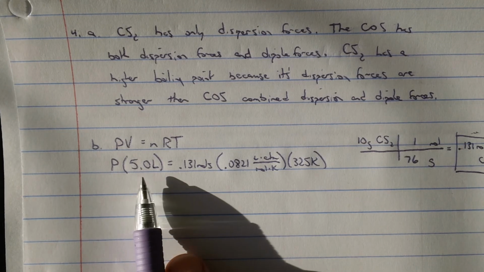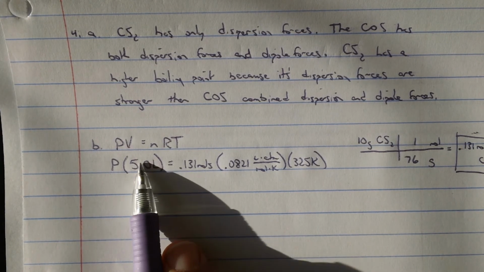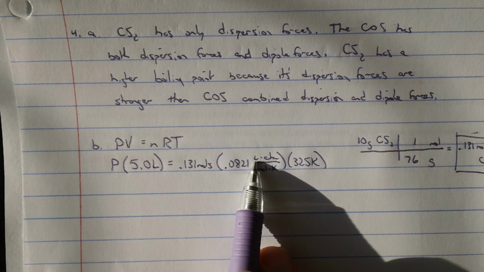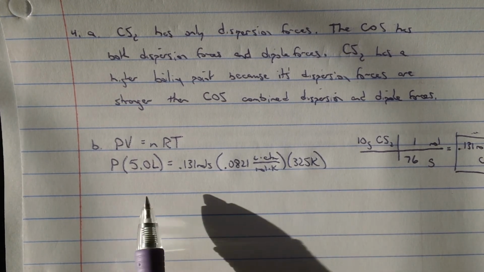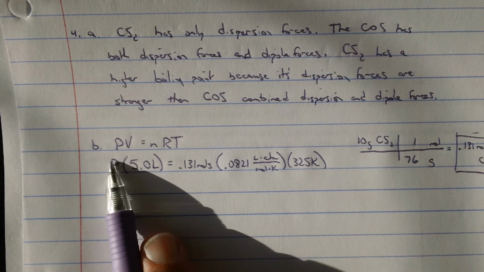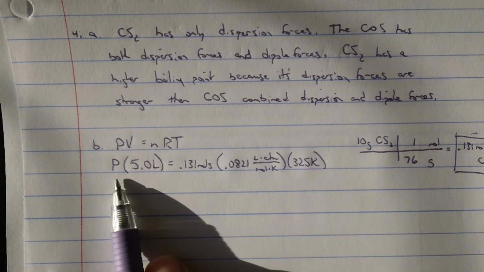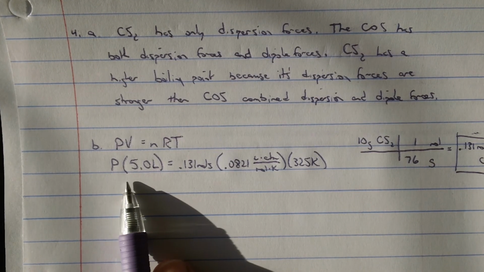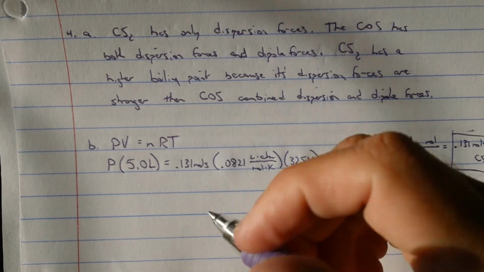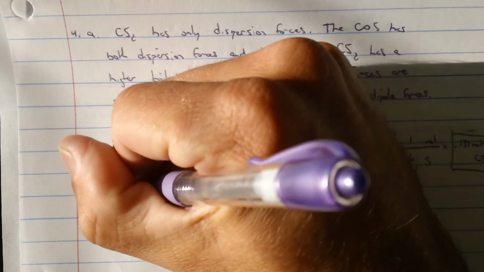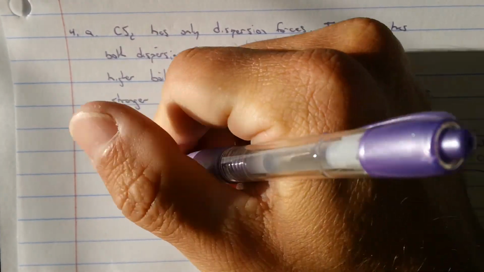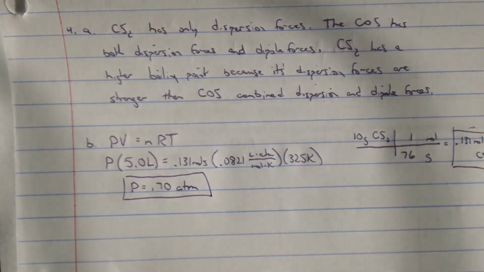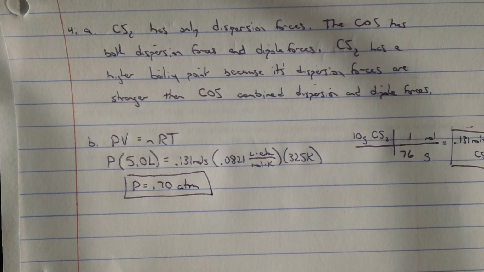They didn't even make us convert anything. Be careful of units, right? Make sure if this is milliliters, it's got to be in liters. That's why I wrote this unit here. If this has got to be in moles, that's got to be in Kelvin, right? Be careful. They may say put the pressure into kilopascals or millimeters of mercury. You're capable of doing that. But that's it. We plug that in. The pressure has the least number of sig figs, the 2 from the liters, and so our pressure equals 0.70 atmospheres. You have to put a unit on it. And that's it for question number 4.